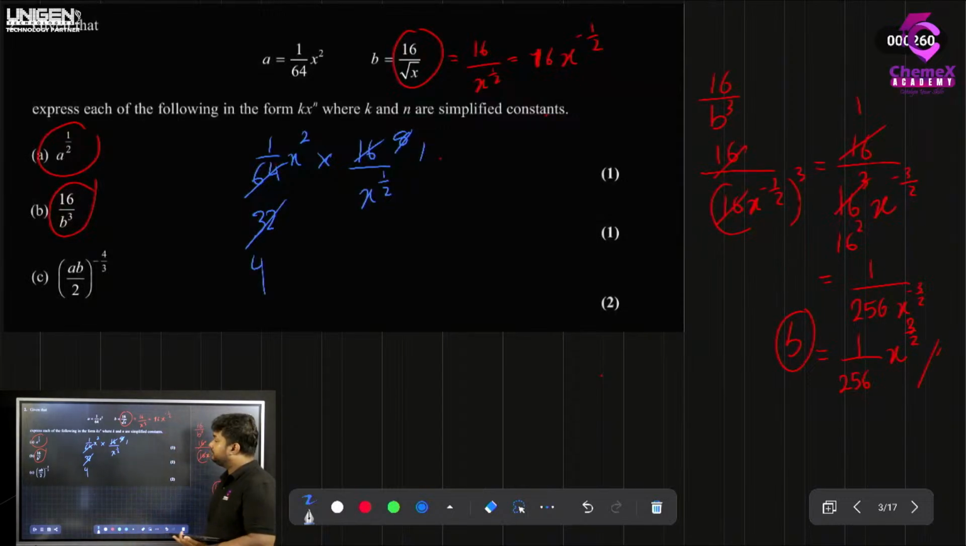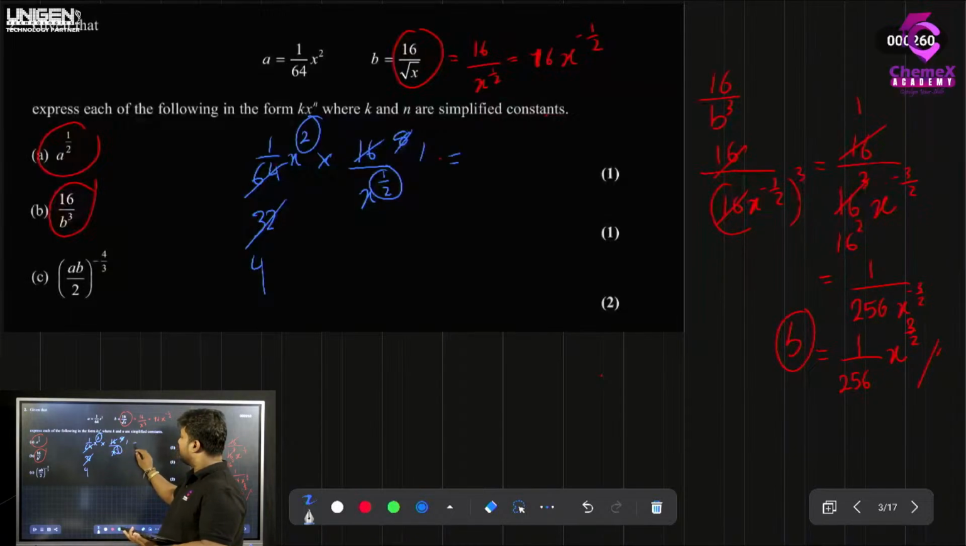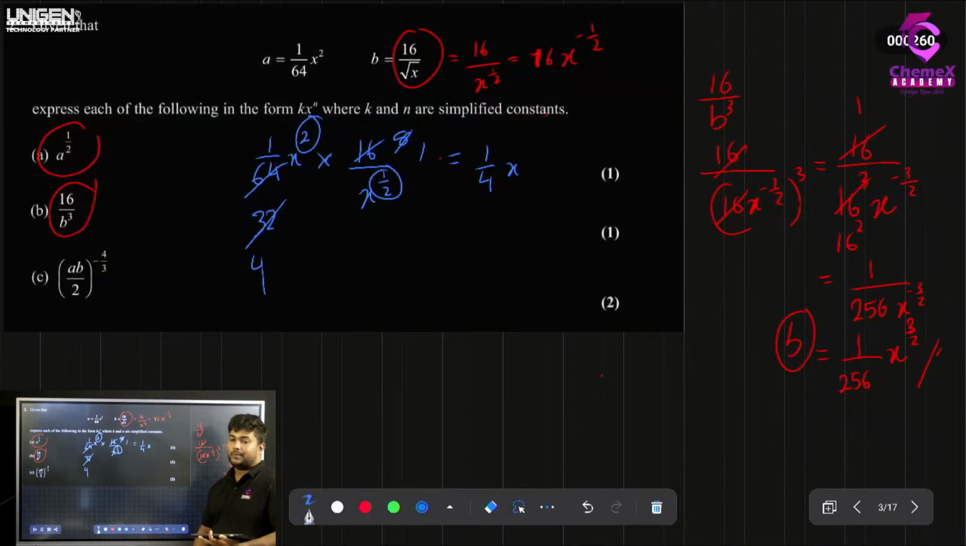Are you okay with that? Then this and this is going to be what? 1 over 4 x to the power 2 minus half, 3 over 2. Are you okay with that or not?